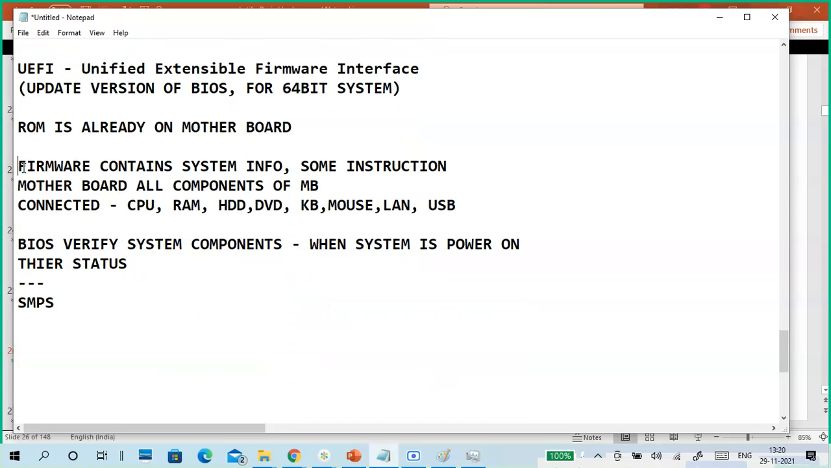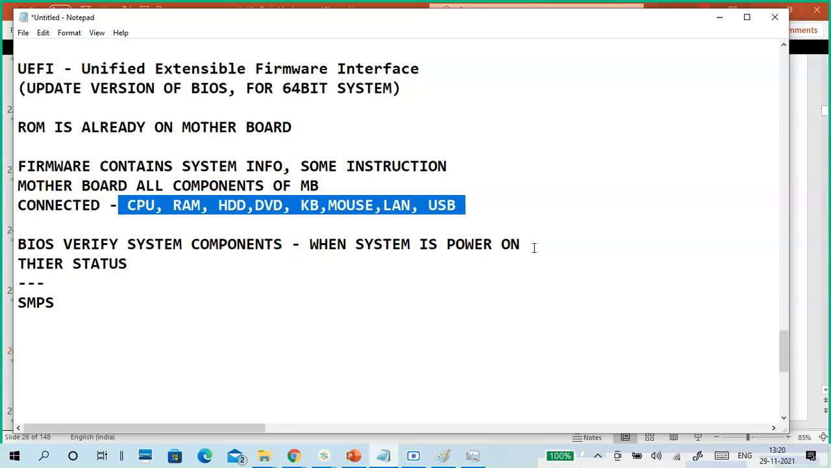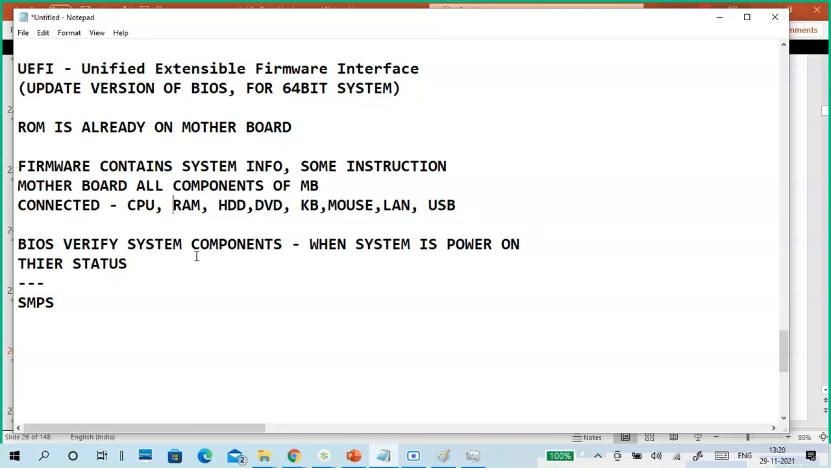Next, what is this firmware? BIOS is nothing but a chip. It contains your system information, motherboard, all component information basically. When you connect your CPU, RAM, and all, and power on the system, it takes the details and saves the details, and also it will verify each and every component and their status and working condition.